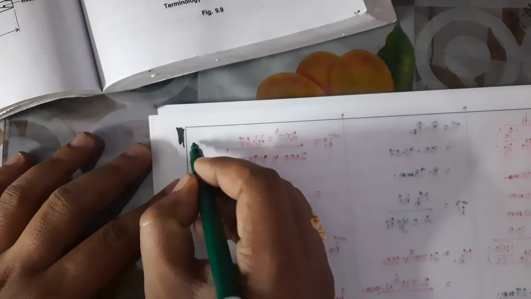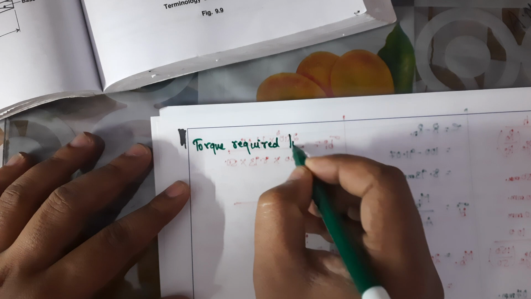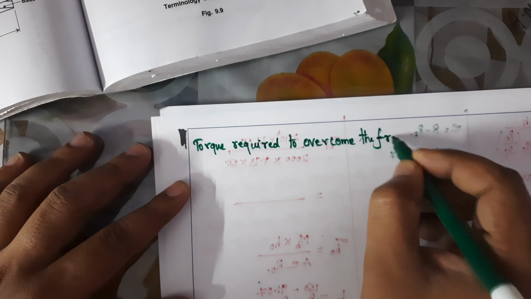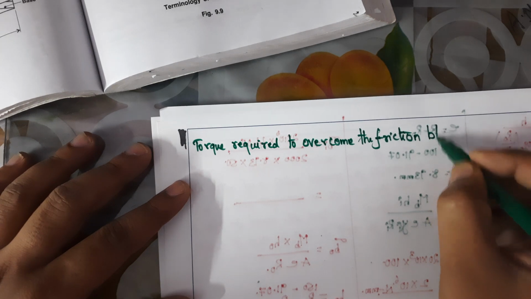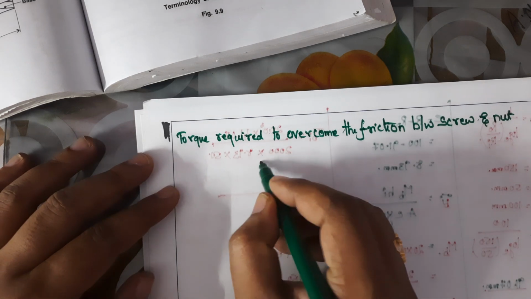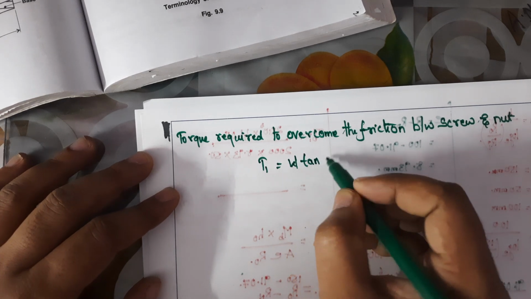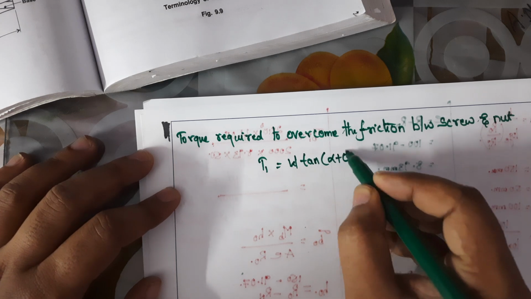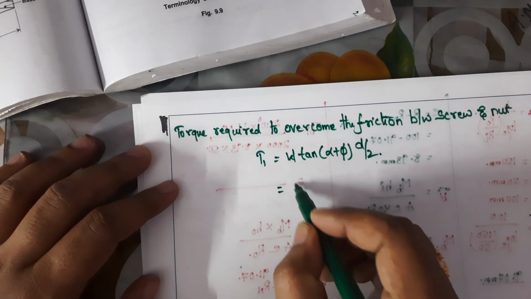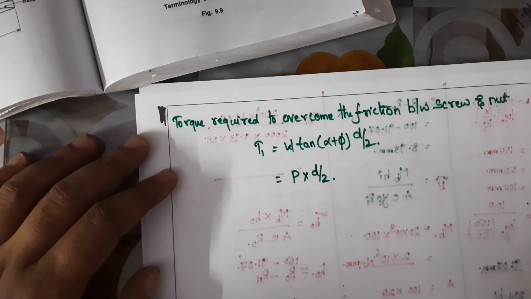So the torque required to overcome the friction between screw and nut is equal to T1, that is W tan (alpha plus phi) d by 2. So this is the thing that we are having. That is nothing but P into d by 2.